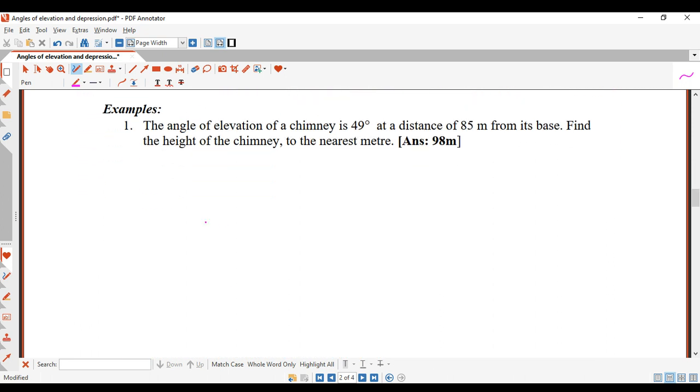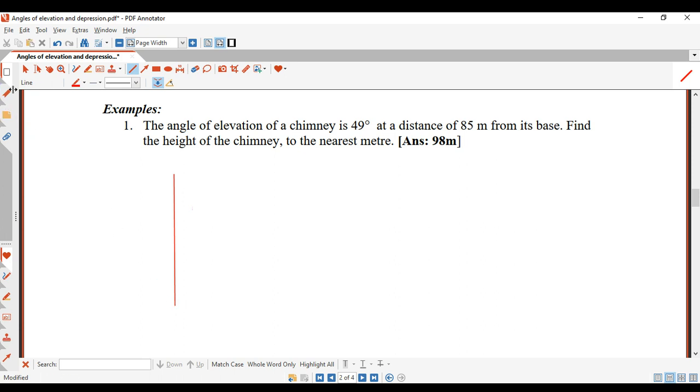Problem solving. It says the angle of elevation of a chimney is 49 degrees at a distance of 85 meters from its base. Find the height of the chimney to the nearest meter. Okay, so what we're going to do is draw our chimney. I'll make it a bit neater. I'll make it a vertical line, roughly. So there's my chimney.